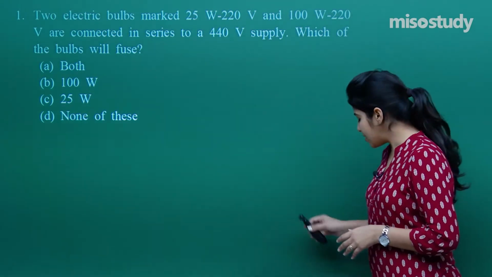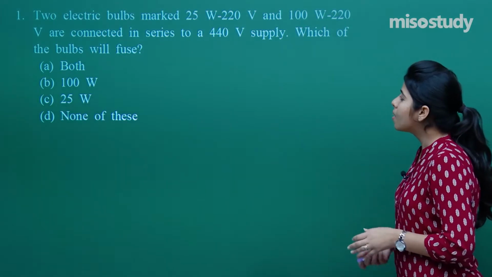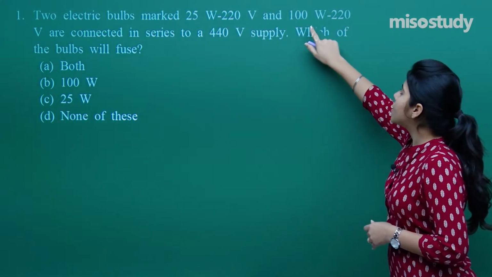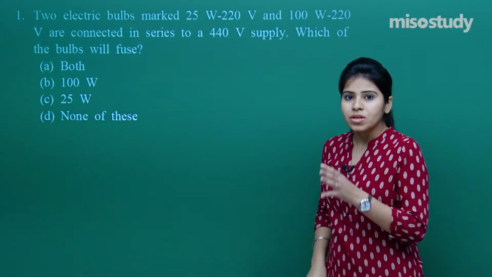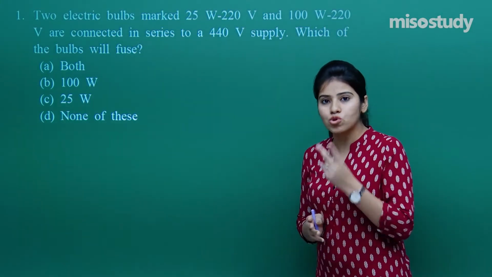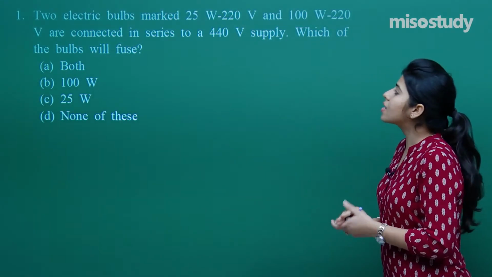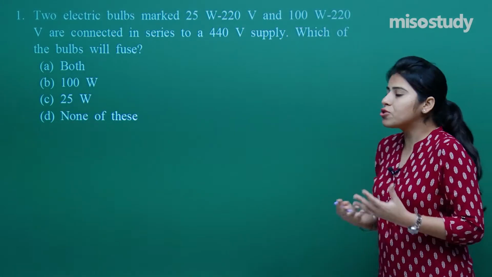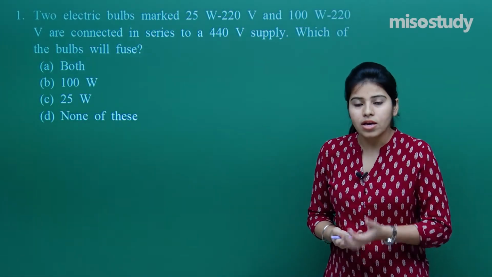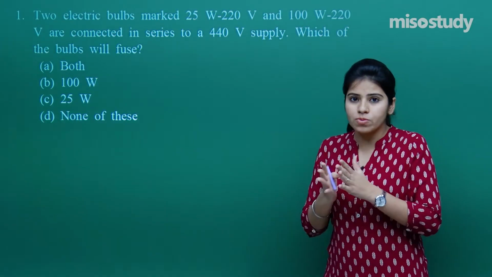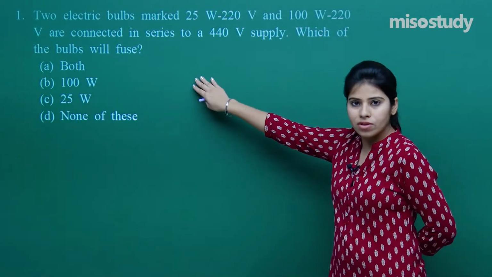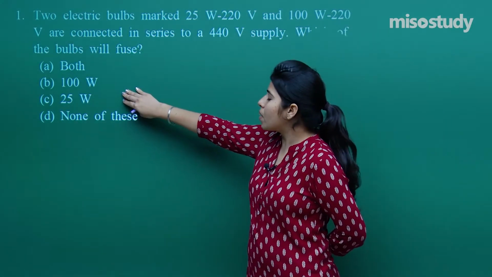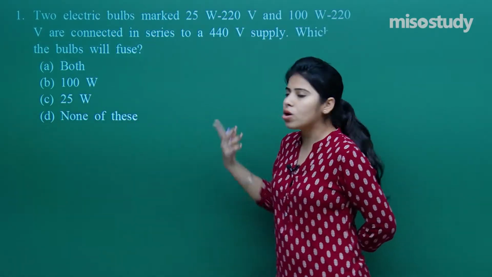Question number one says that two electric bulbs marked 25 watt 220 volt and 100 watt 220 volt. These are the two specifications of the two bulbs that have been given. They are connected in series to a 440 volt supply. So which of the bulbs will fuse? Whether any of the bulbs is going to be fused or not. We have been given four options: both of the bulbs will get fused, only the 100 watt bulb, only the 25 watt bulb, or none of these.